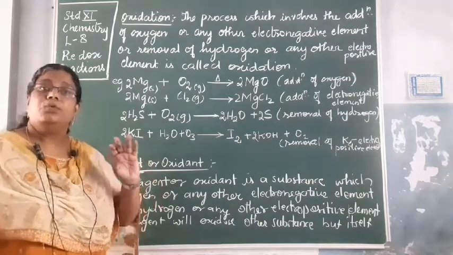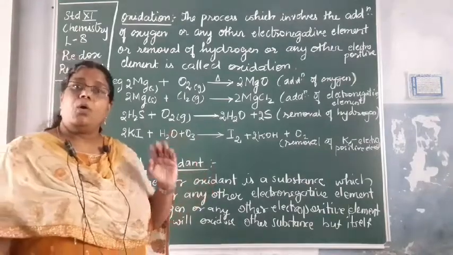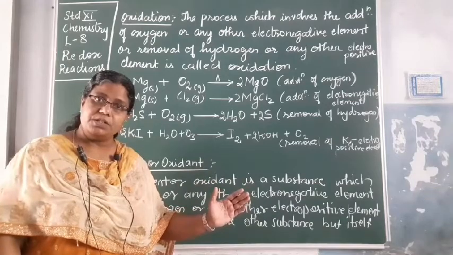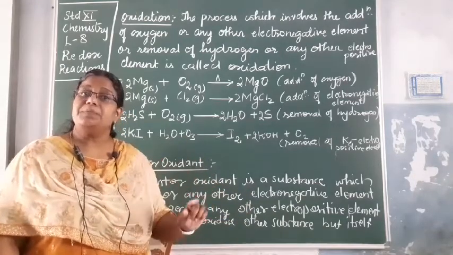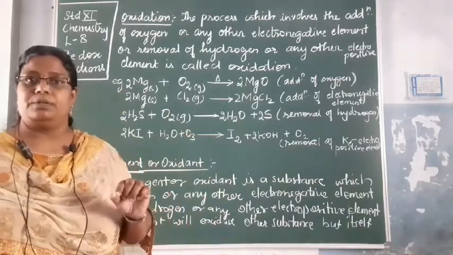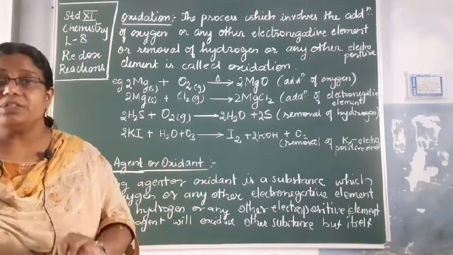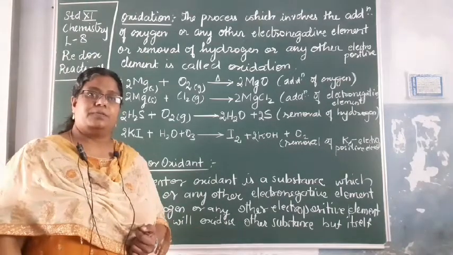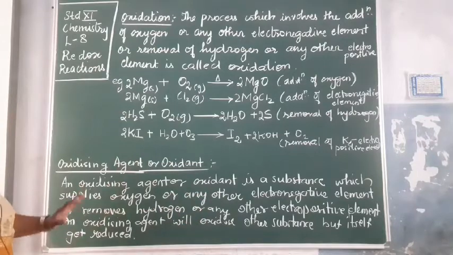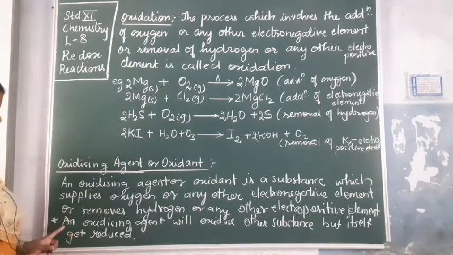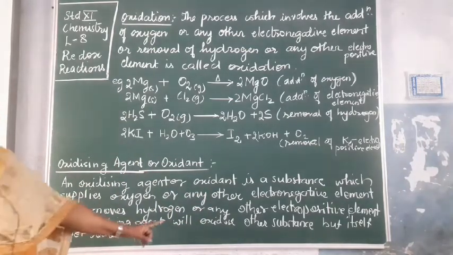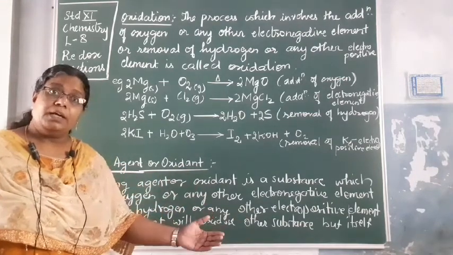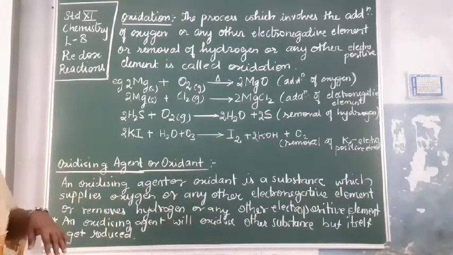Any substance which is able to supply oxygen or any other electronegative element, they will be called as oxidizing agent. Also any substance which is able to remove hydrogen or remove an electropositive element from a compound, then those will be called as oxidizing agents. ठीक है. Now one more point of importance to be noted here is that an oxidizing agent will oxidize the other substance. वो दूसरे सब्सटेंस को ऑक्सीडाइज करता है लेकिन खुद वो रिड्यूस हो जाता है.